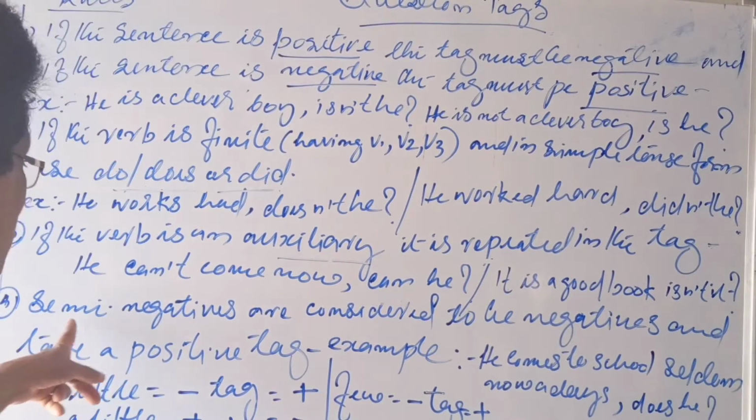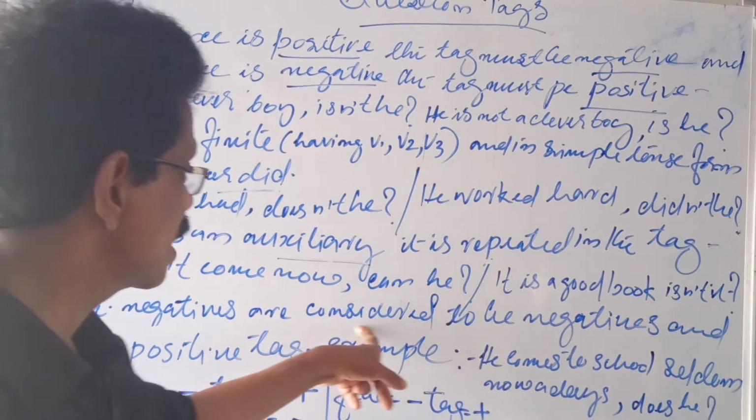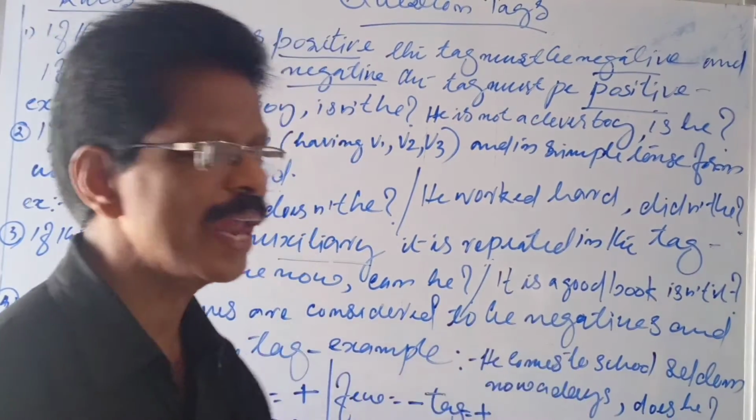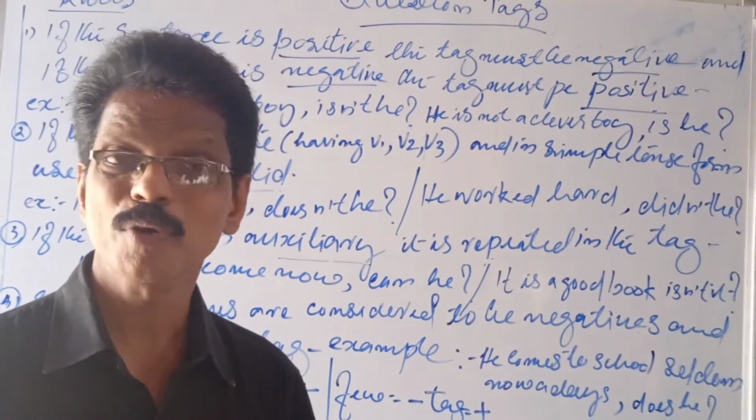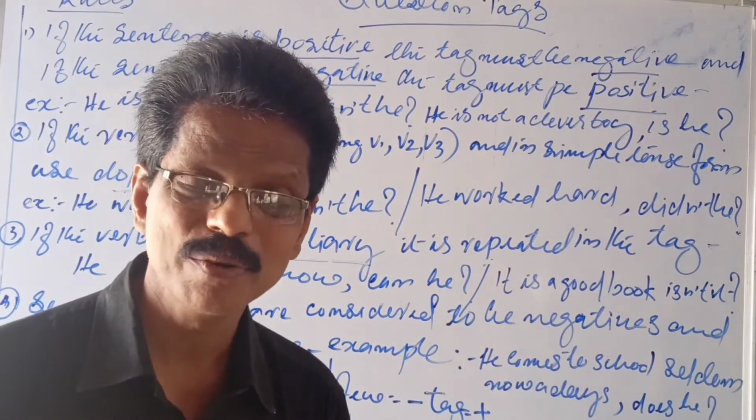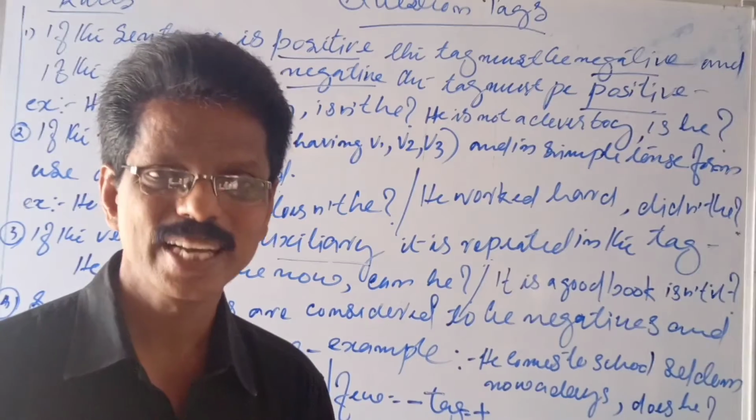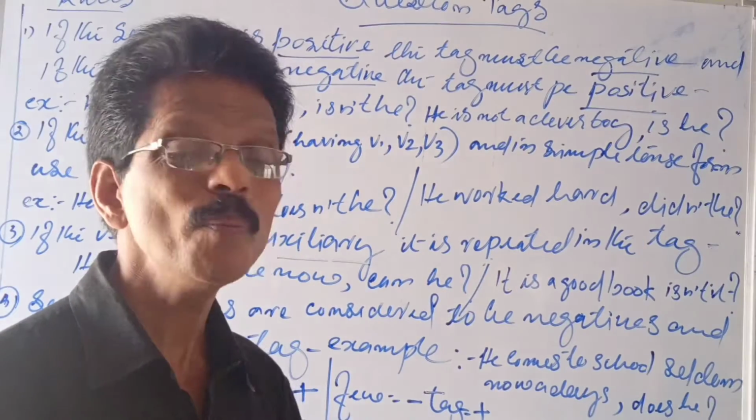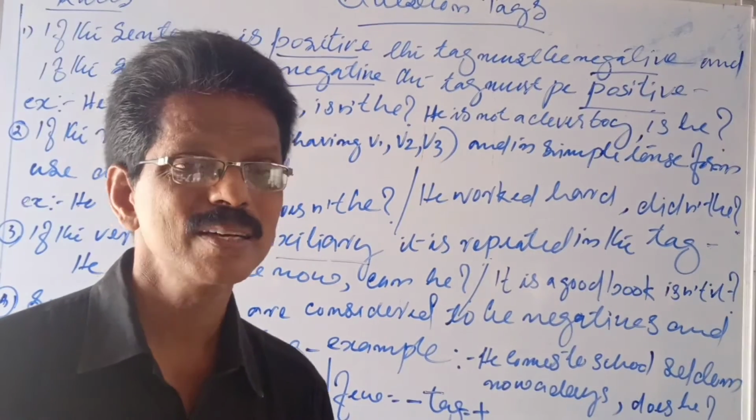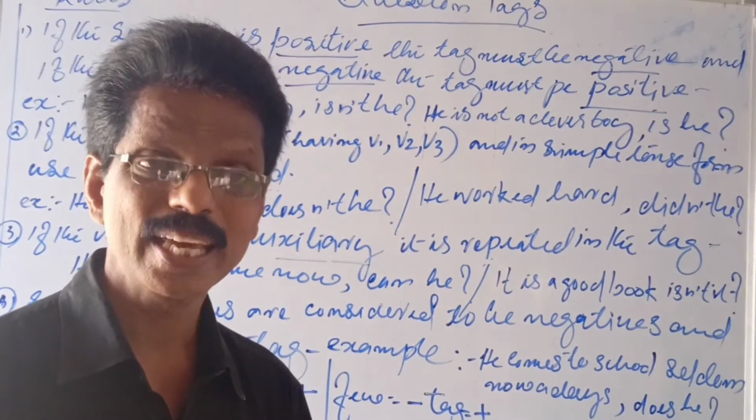Fourth rule, semi-negatives are considered to be negative and they take a positive tag. Rule number 4, semi-negatives are treated as negatives and they take a positive tag. Is it clear to you? Semi-negatives are treated as negatives and take a positive tag.